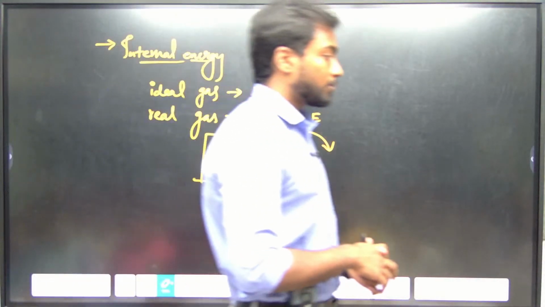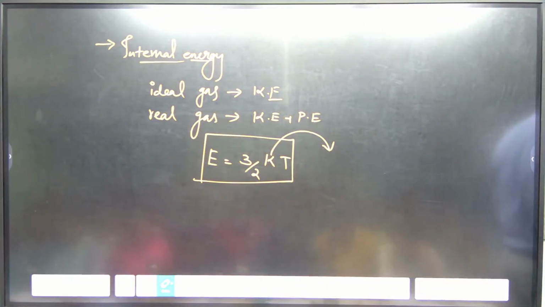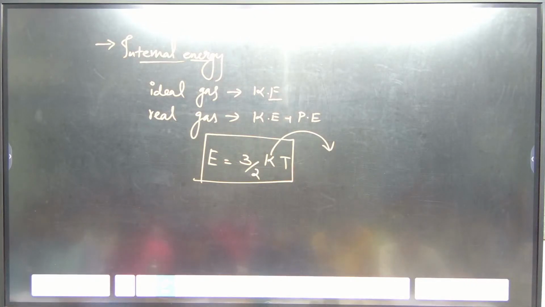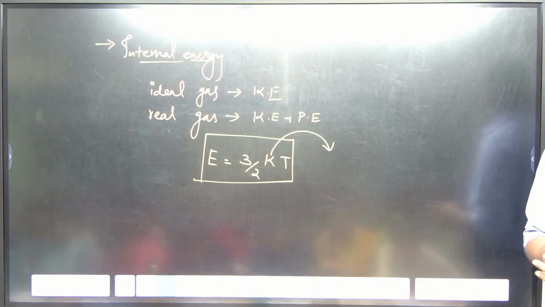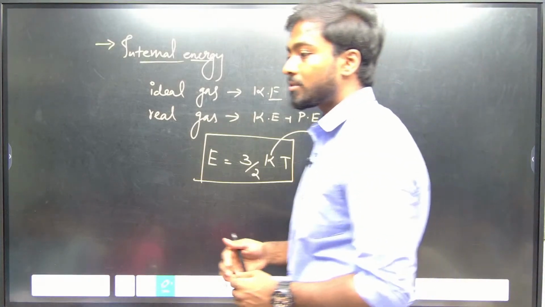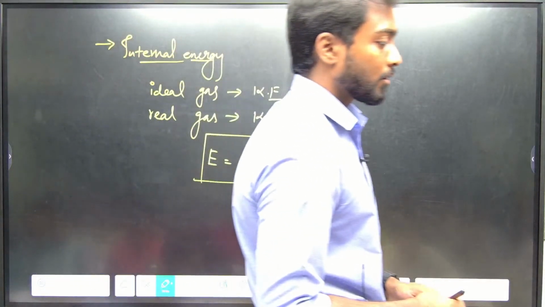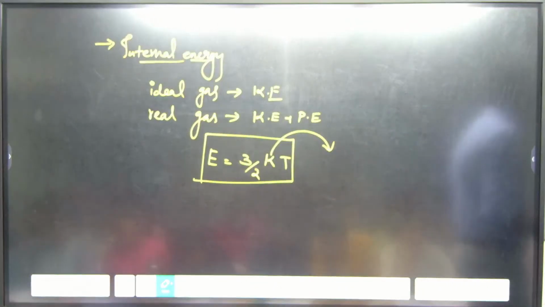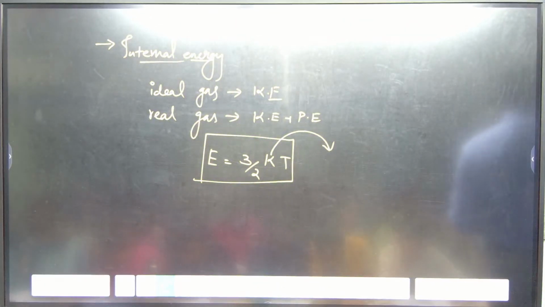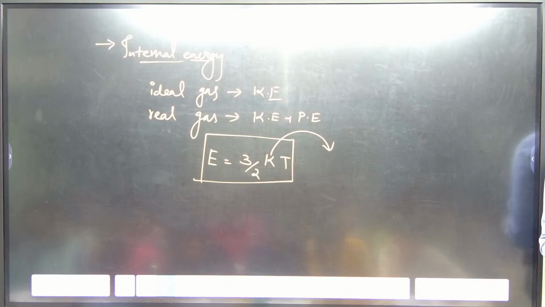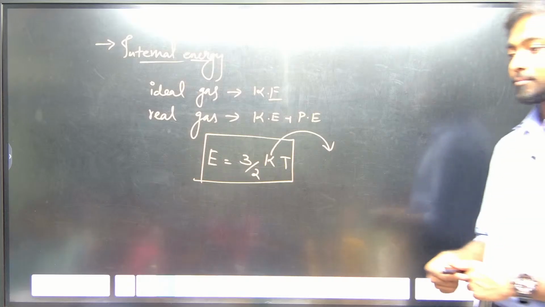The next point, delta U is state dependent. Keep a hyphen: only depends on the initial and final state of the gas.